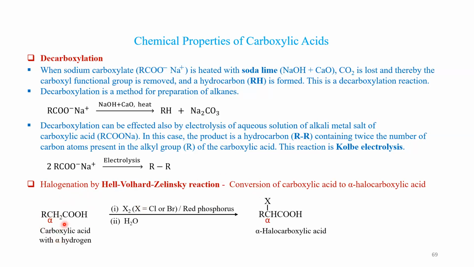Carboxylic acid containing alpha hydrogen is treated with a halogen such as Br2, generally Br2 or even Cl2, in presence of red phosphorus. After the first step, the product mixture is treated with water. We get alpha halocarboxylic acid.